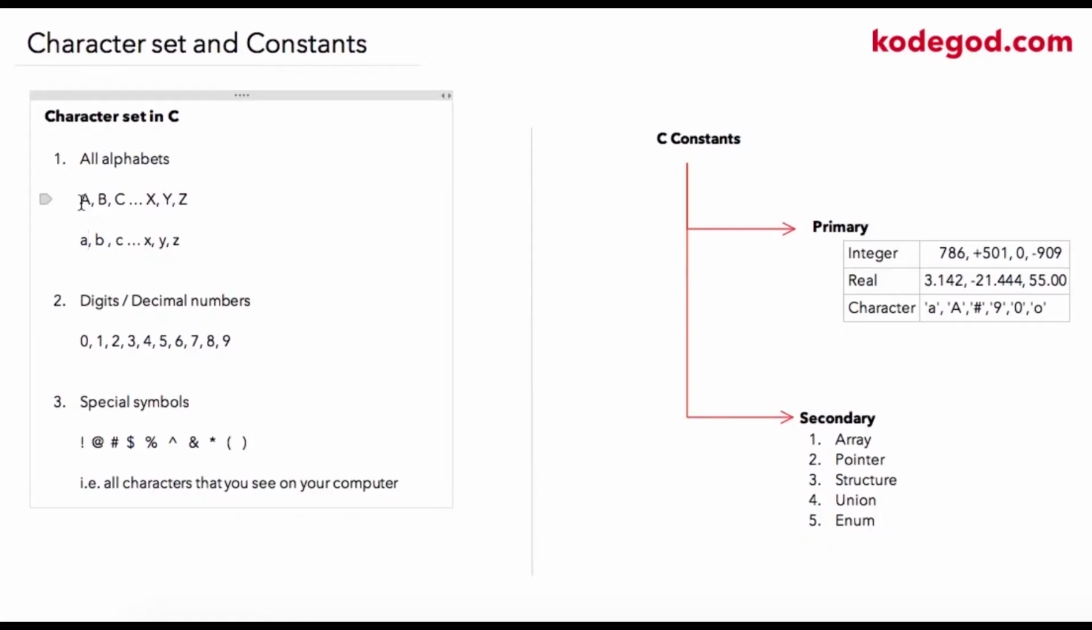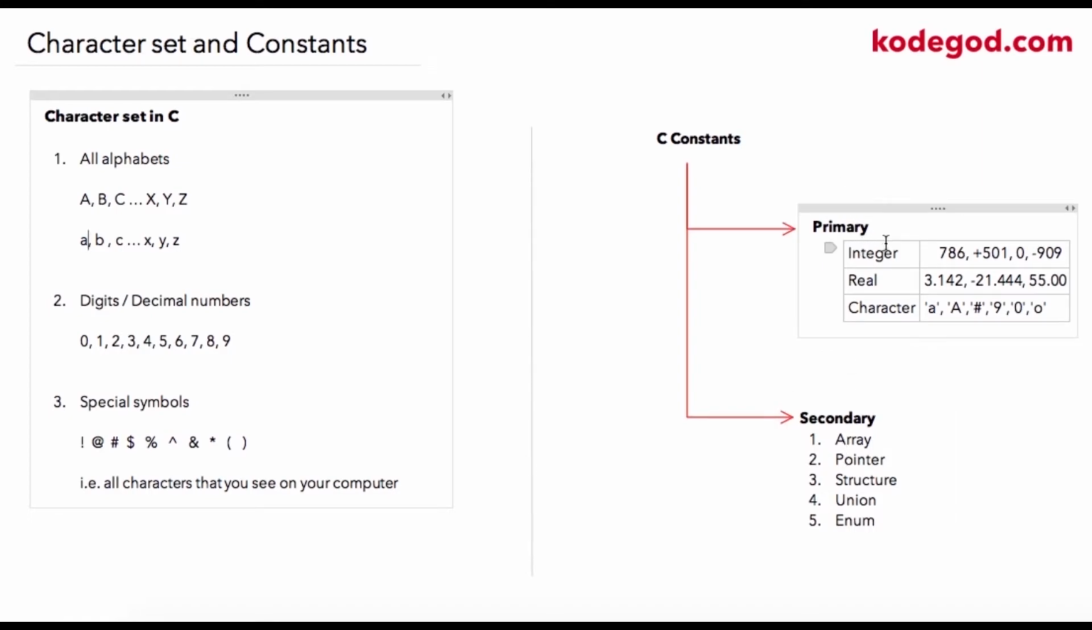Now we're going to check character sets and constants available in C language. The character set in C has all alphabets starting from capital A to Z, small a to small z, all digits from 0 to 9, which we call decimal numbers, special symbols which are visible on your keyboard, and additional ASCII characters that we will check in coming lectures.